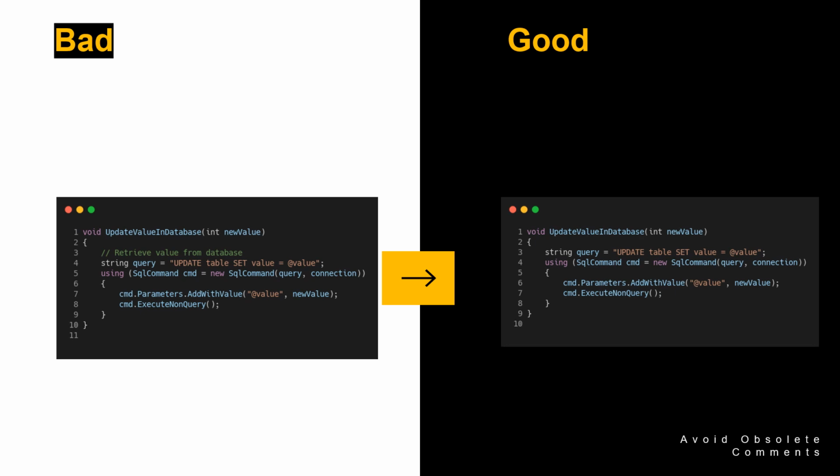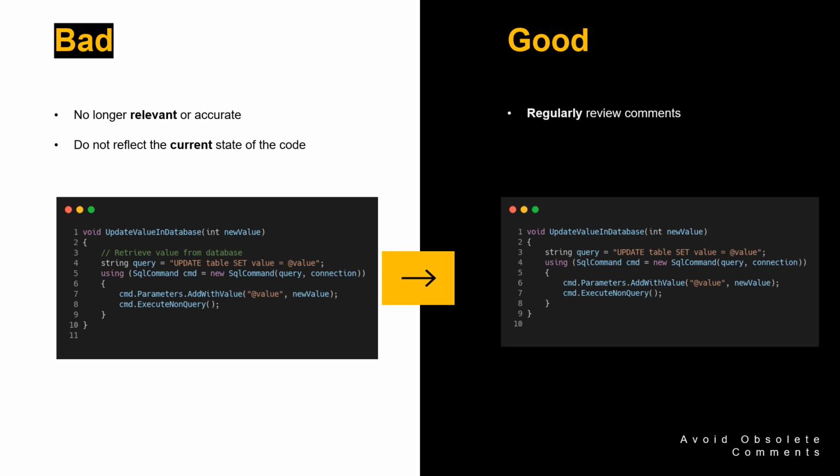Obsolete comments, also known as dead code, are comments in a program that are no longer relevant or accurate. These types of comments can be confusing and misleading for developers, as they may not accurately reflect the current state of the code. It is important to regularly review comments in your code and remove any that are no longer relevant. Allowing obsolete comments to remain in the code can create confusion and may even lead to errors.